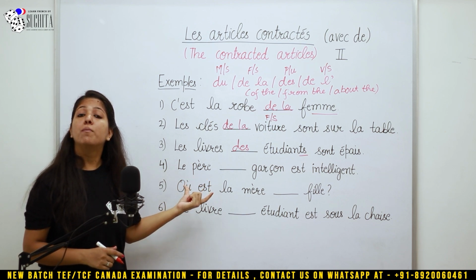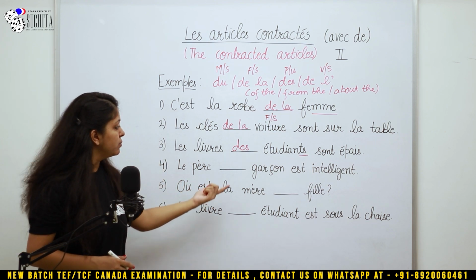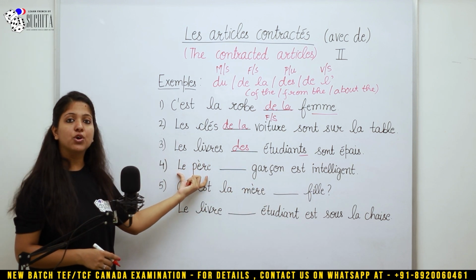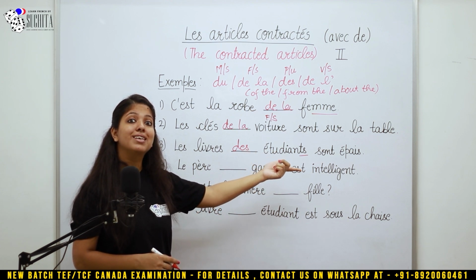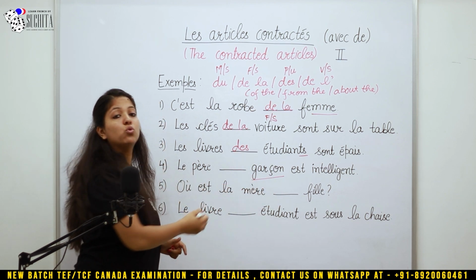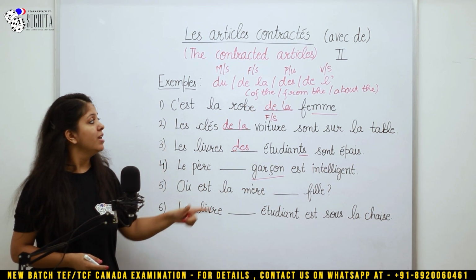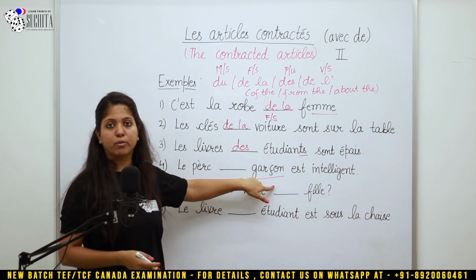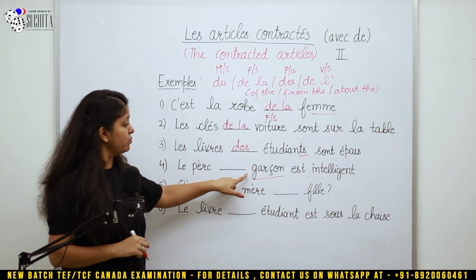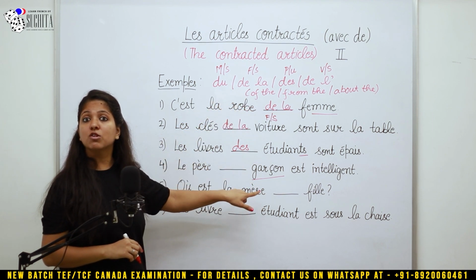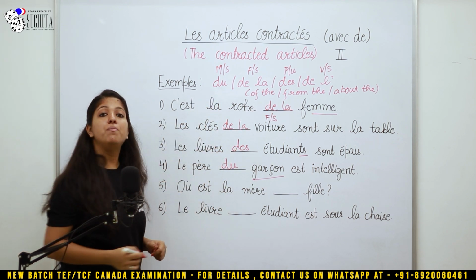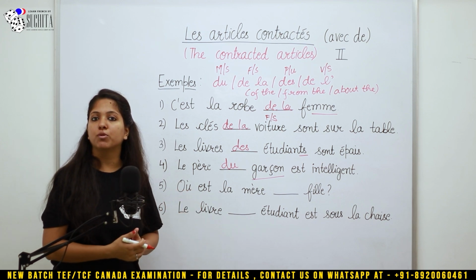Quatrième exemple, le père. Le père, the father. Garçon est intelligent. What will you say in English? The father, boy is intelligent. The father of the boy is intelligent. So you're going to look at the word which is next to the dash, and that is garçon. Is it plural? No, it is not plural. Does it begin with a vowel? No, it doesn't even begin with a vowel. Masculin or féminin? Garçon, that means boy, that's masculin. Du. Le père du garçon, the father of the boy.